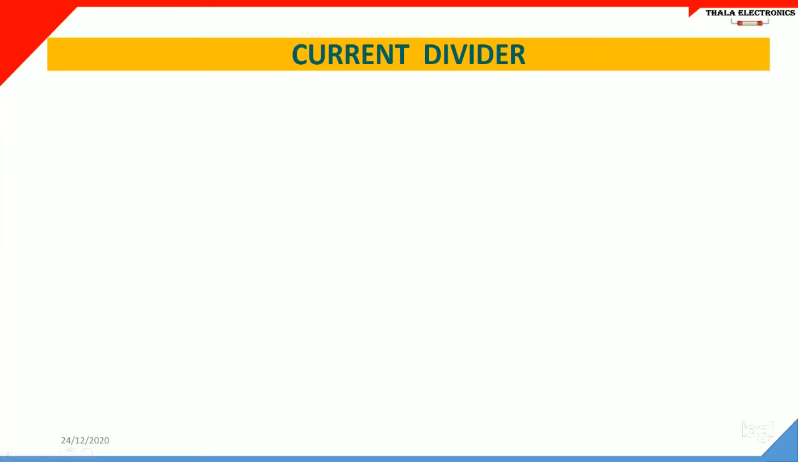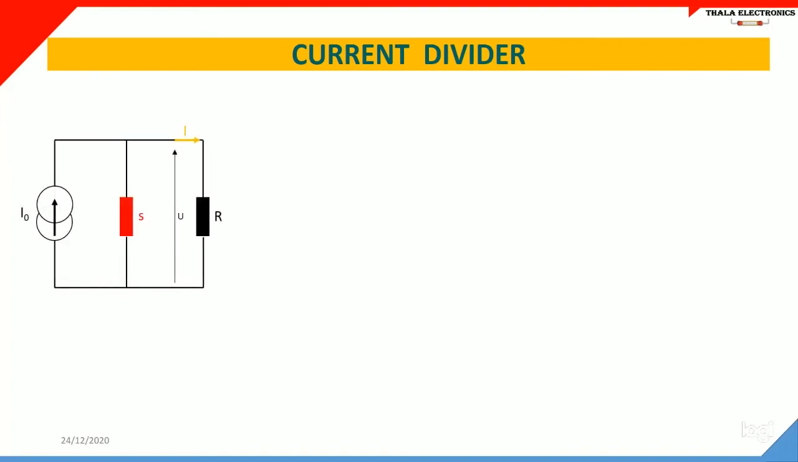Now let's go to a current divider. A current divider circuit allows us to reduce the current delivered by the source to a desired one. Let's take an example similar to the first voltage divider example. Let's take this circuit, on which we find our current source, our shunt resistance and our load, and the current flowing through the load.